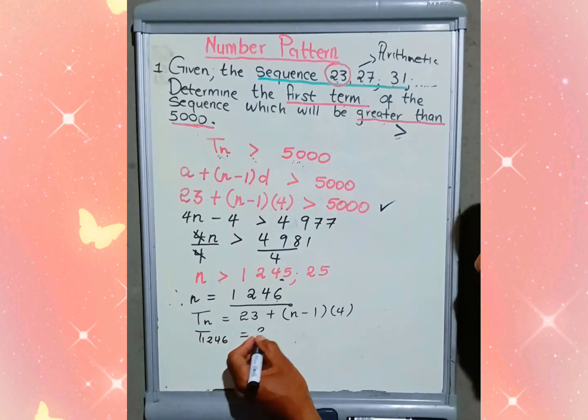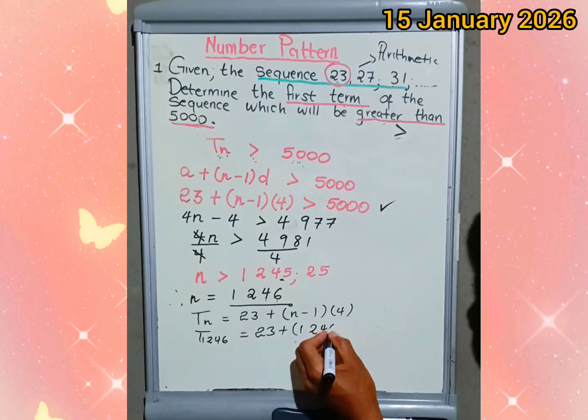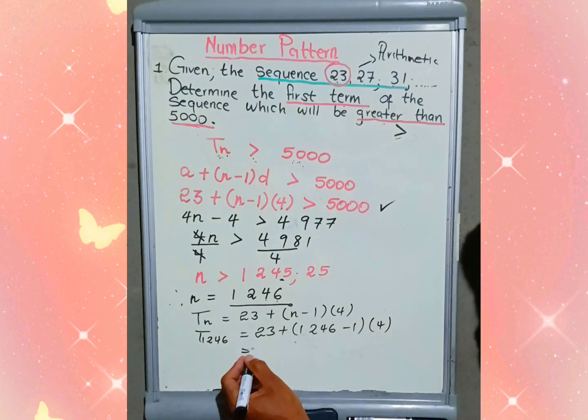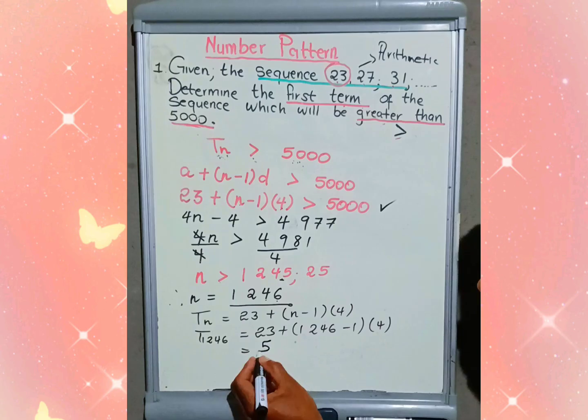Therefore, we're going to calculate T1246, which is equal to 23 plus 1246 minus 1, then times 4. Then after that, you punch the calculator. Let's punch the calculator. We have 23 plus, open bracket, 1246 minus 1, close bracket, times 4, as you see. The answer is 5003. Do you see that?